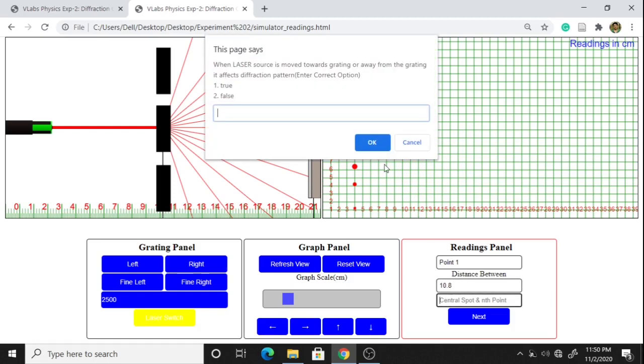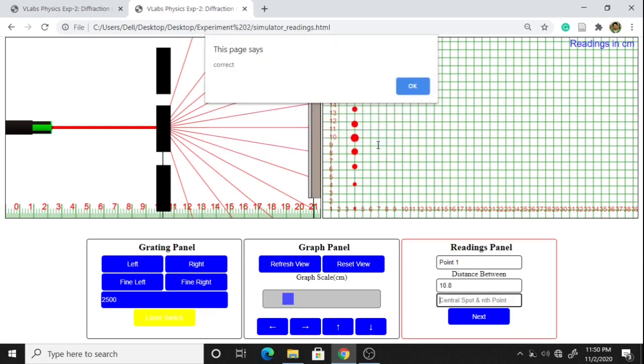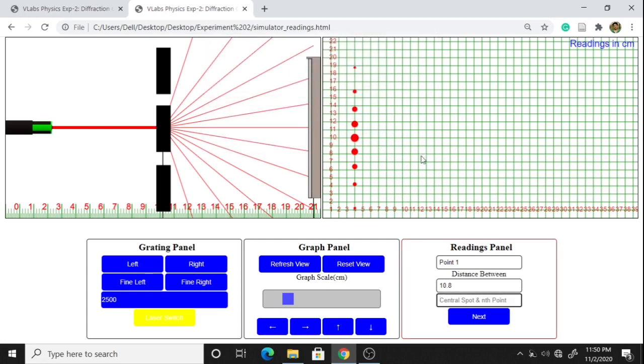And here we have an interaction kind of question, which can be considered as a reflection spot. So let us check. When a laser source is moved towards the grating or away from the grating, does it affect the diffraction pattern? No, it doesn't affect the diffraction pattern. So we enter the answer and it is prompting us that your answer is correct.